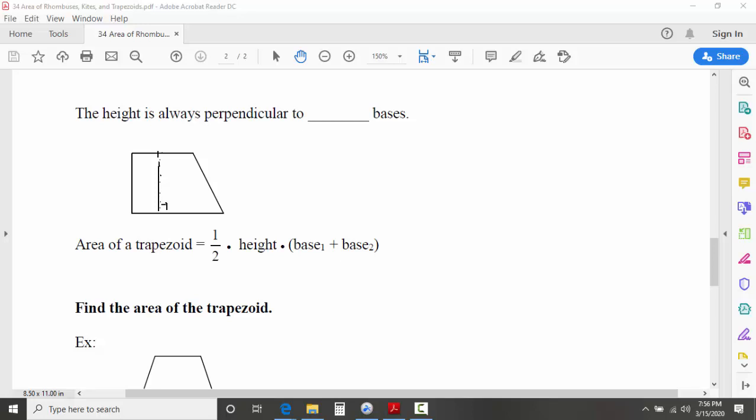The height could be on the inside. The height could come from a vertex. Right there. That's a beautiful height. Like that. Could even go on the outside, right? Which means we have to hypothetically extend. We've talked about that before.